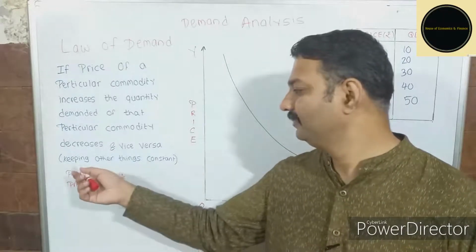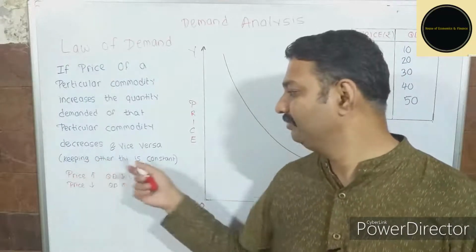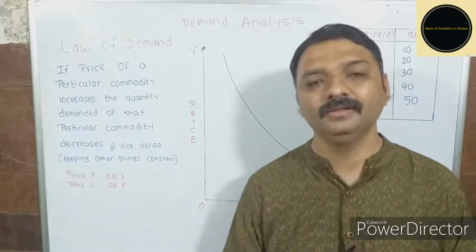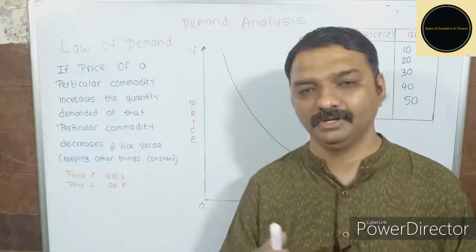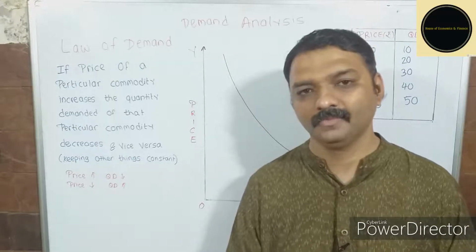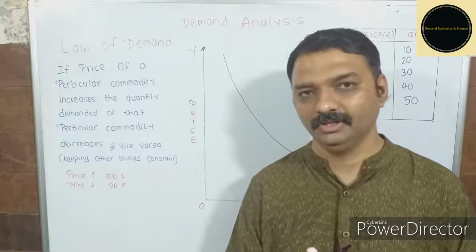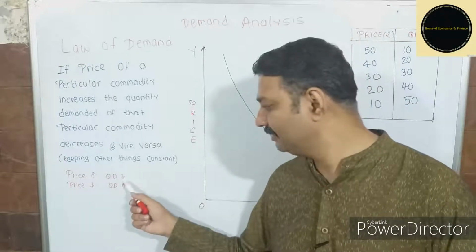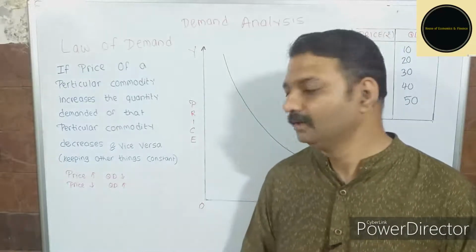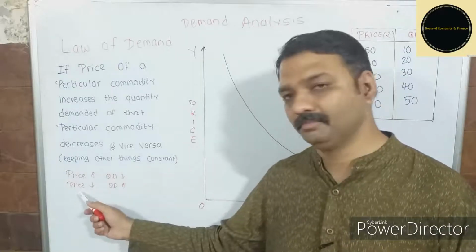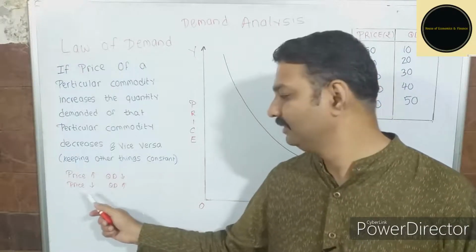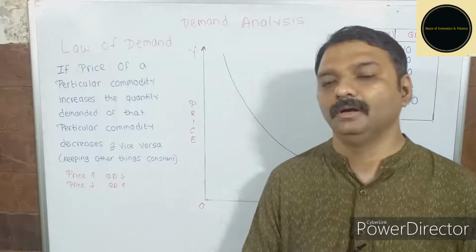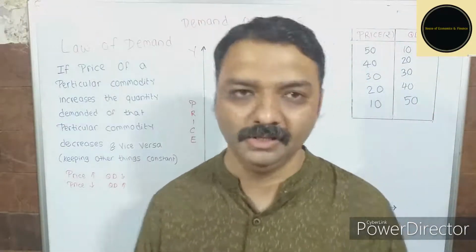Because of that, we will keep other things constant. This is very important. What are these other things? These other things are factors which affect demand other than price, that are kept constant here. So, all in all, the law states that if the price of a particular commodity increases, the quantity demanded of that commodity decreases, and vice versa, meaning that if the price of a particular commodity decreases, the quantity demanded of that commodity increases. To explain this point, I have drawn a demand schedule here.